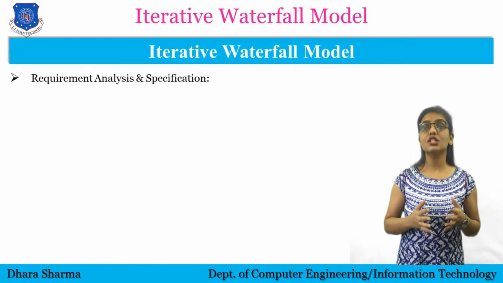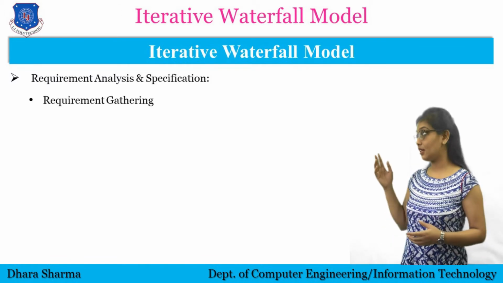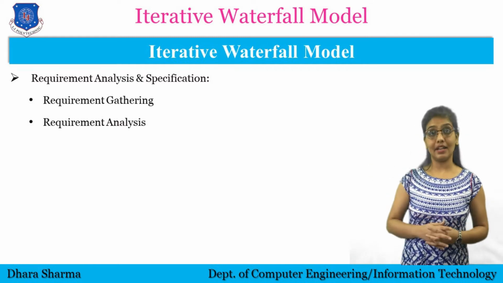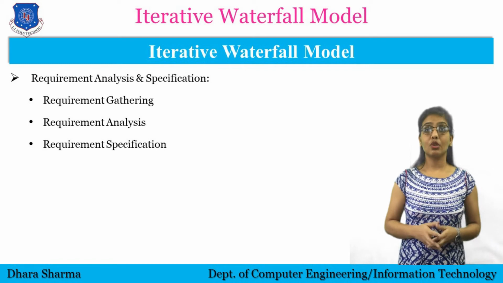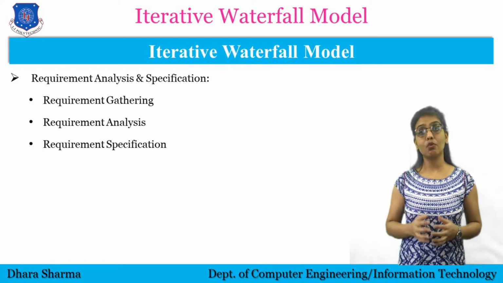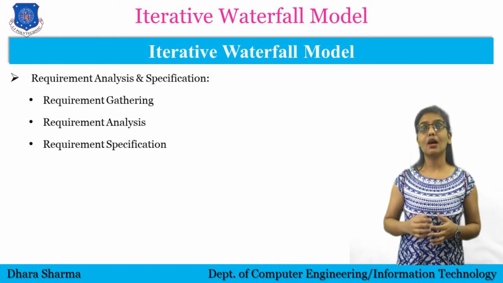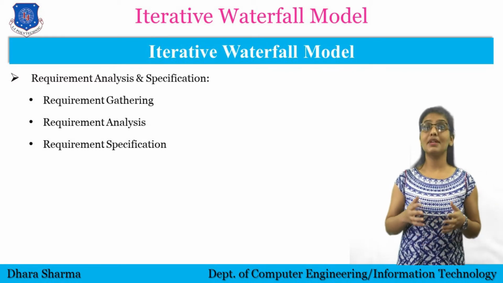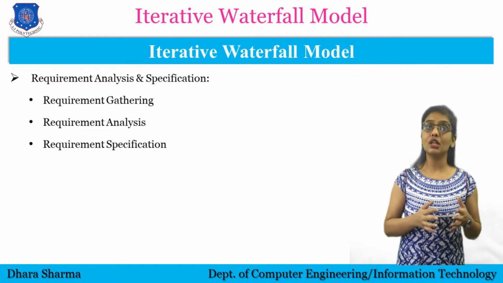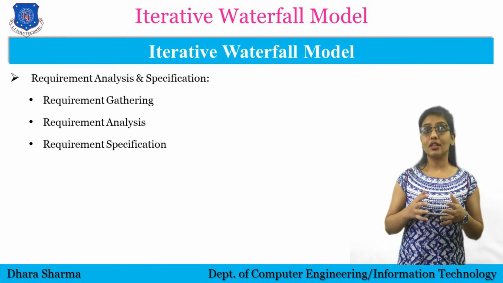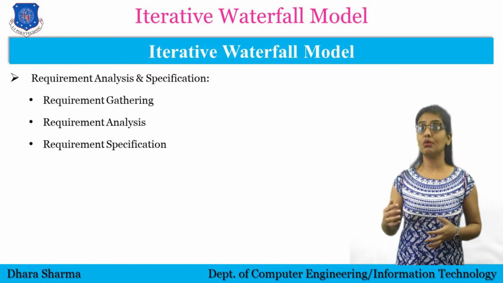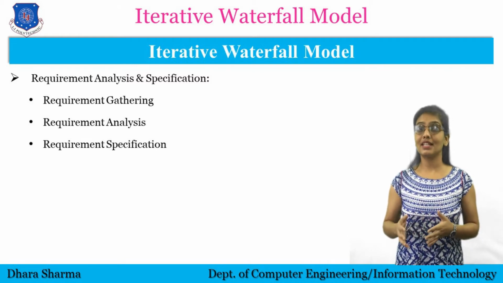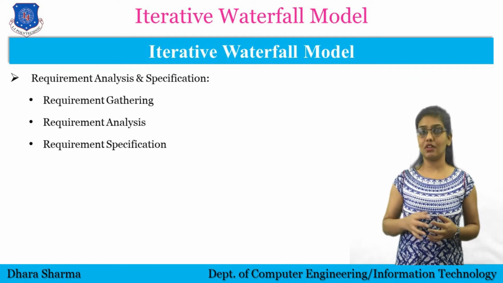The second phase, which is requirement analysis and specification, consists of 3 activities: requirement gathering, requirement analysis, and requirement specification. Requirement gathering means collecting all the requirements of the client regarding the software by communicating with him or her. Requirement analysis means converting the collected requirements into a properly understandable form. And requirement specification means documenting the requirements after analyzing them. On the basis of that document, the other activities will be performed. The document is called SRS, meaning Software Requirement Specification.